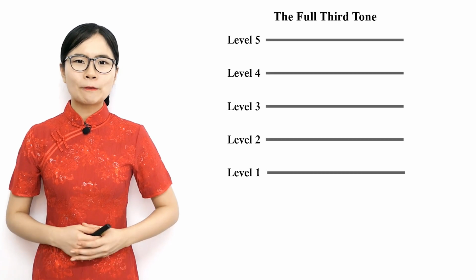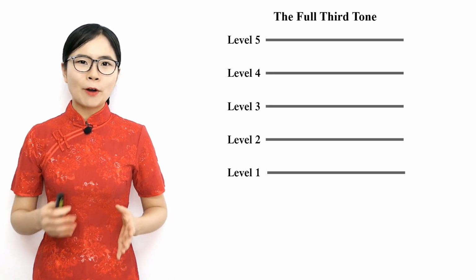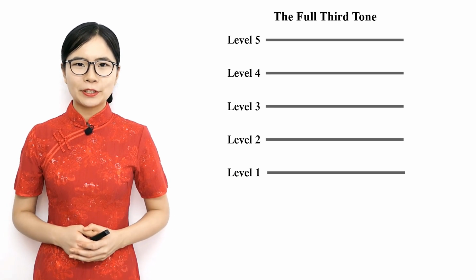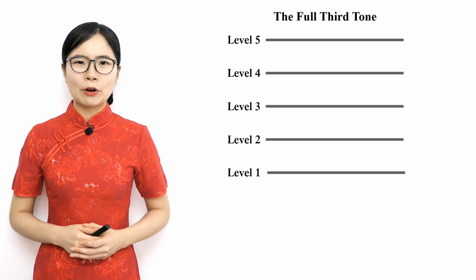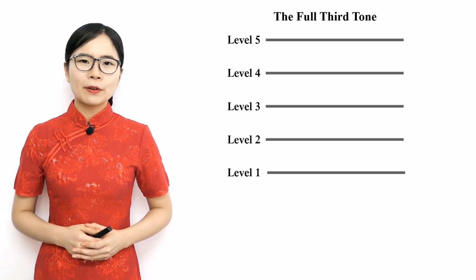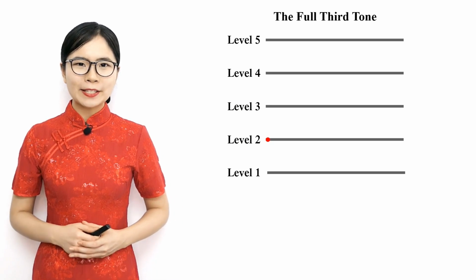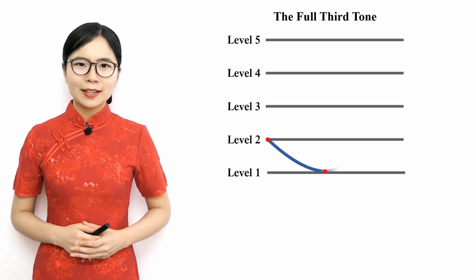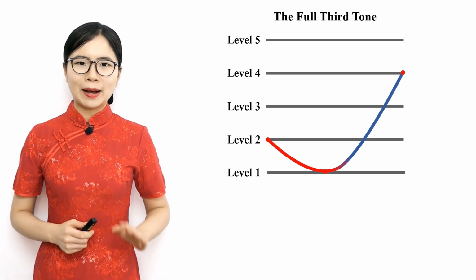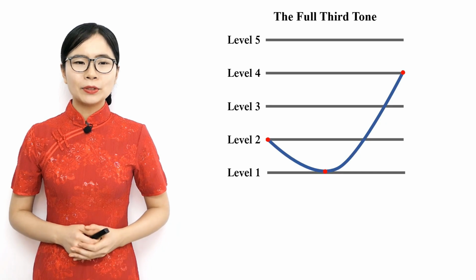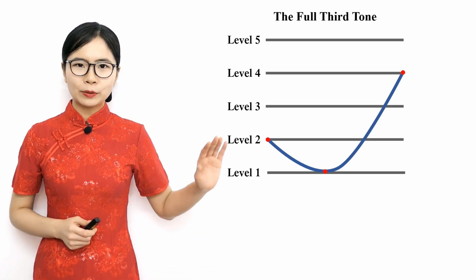First, let's go over the full third tone. This diagram shows the pitch changes that your voice makes when pronouncing the full third tone. Level 3 on the graph represents your normal speaking voice. The third tone starts at level 2, which is below your normal speaking voice, goes down to level 1, then rises to level 4. For example, ma. Notice how my voice started low, went lower, then rose.